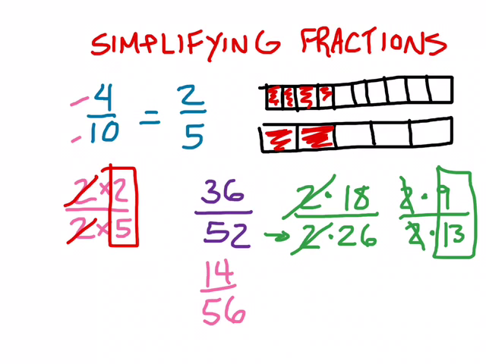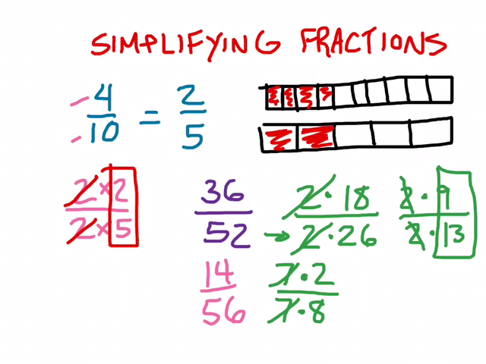Here's another one, 14/56. Now I could continue just thinking about things as being even if I wanted to, but in this case the first thing I notice is that 14 and 56 have a common factor. 56 is made up of 7 times 8, and 14 is made up of 7 times 2, which means that this common factor 7 can go away, which gets me to 2/8.